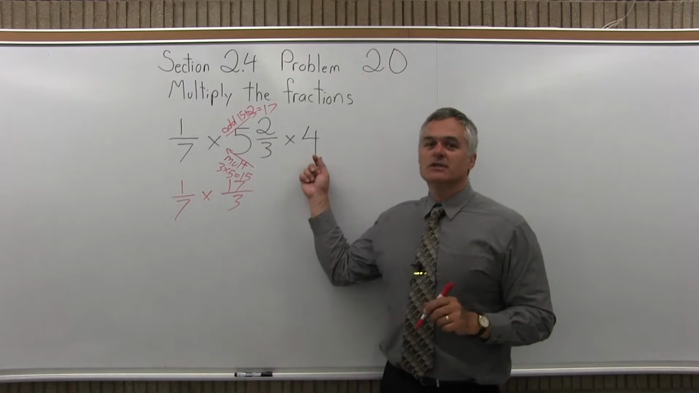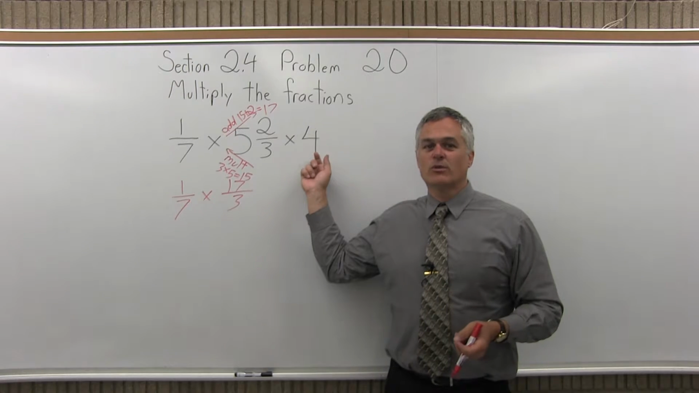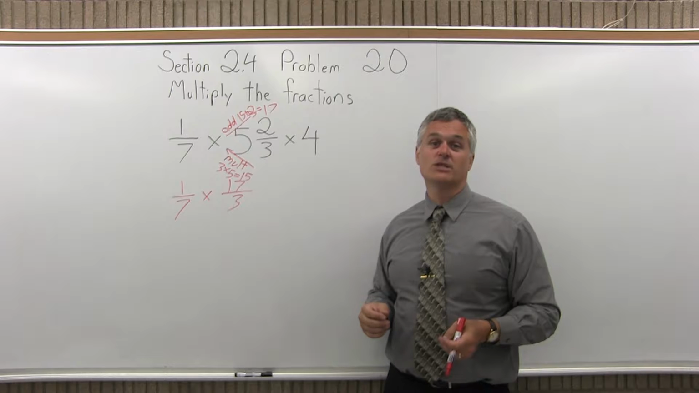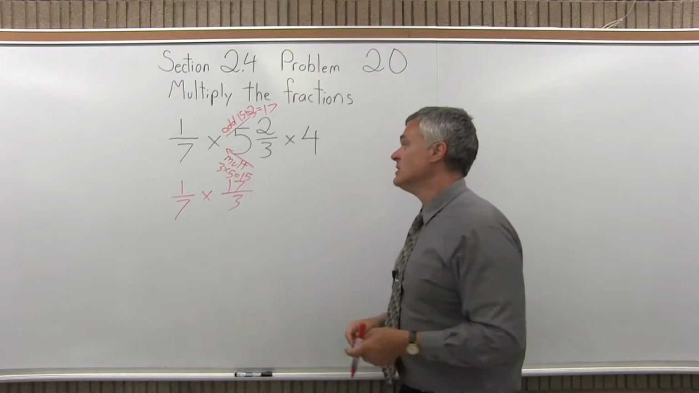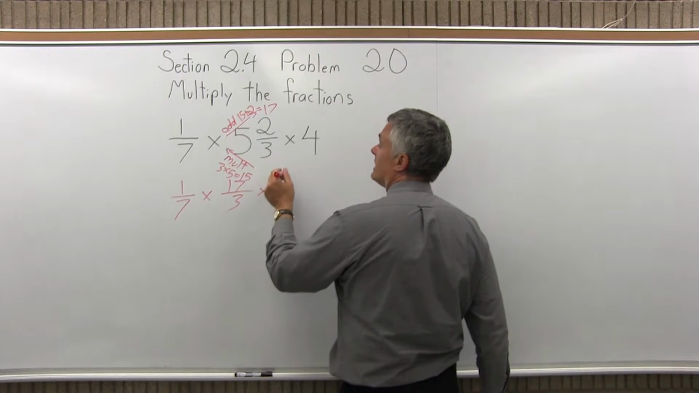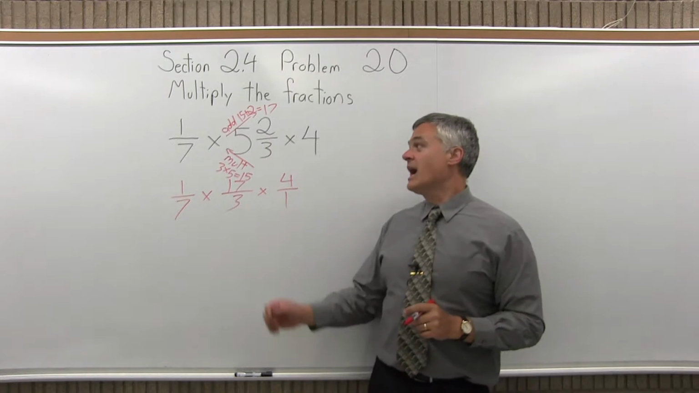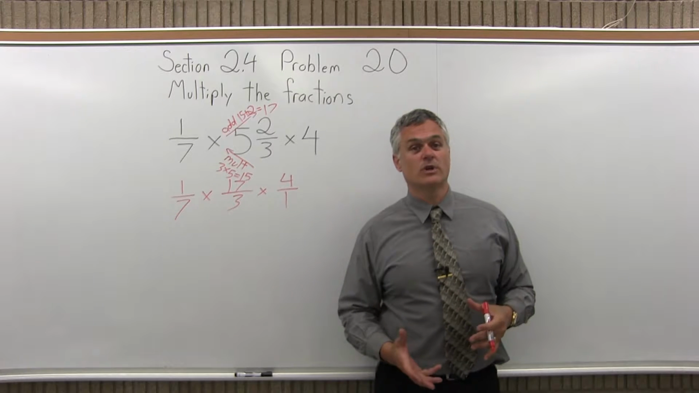Now, the 4 on the end is just a whole number. It doesn't have a numerator or a denominator. That's a little easier to deal with. Any whole number can be turned into a fraction by just putting a 1 under it. So instead of 4, I can just write it as 4 over 1. Now it's a fraction with a numerator and a denominator. Now all three values have only a numerator and a denominator.